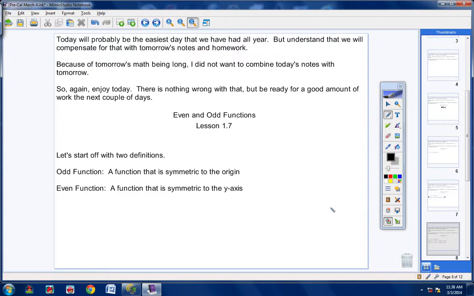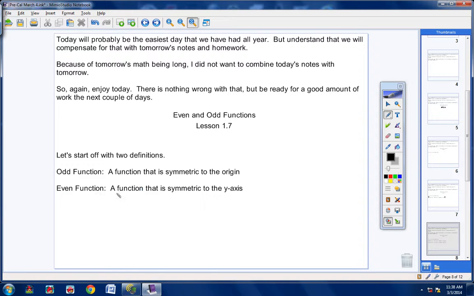Now, Mr. Art, what about symmetry to the x-axis? Well, think about it. If you have symmetry to the x-axis like this, that's not really a function, is it? Because the vertical line test would fail. It would hit the graph in two places. So anytime you have an equation or a graph that is symmetric to the x-axis, like this graph right here, that will never be a function because it doesn't pass the vertical line test. So that's why they don't mention here symmetry to the x-axis. So an odd function is a function that's symmetric to the origin.